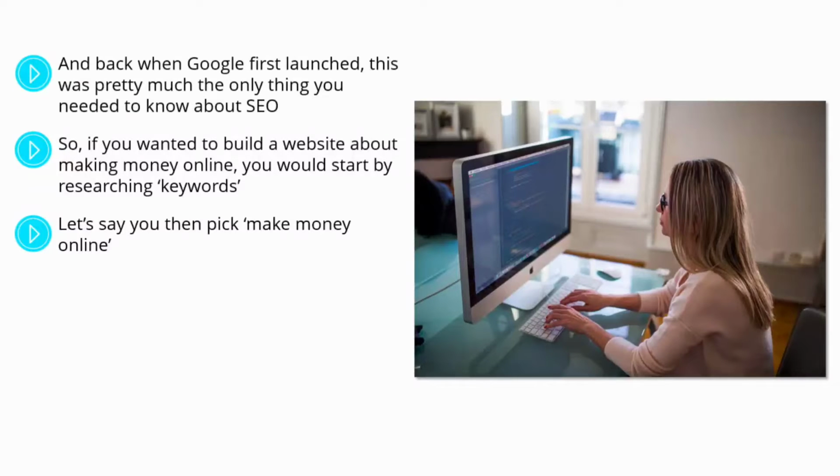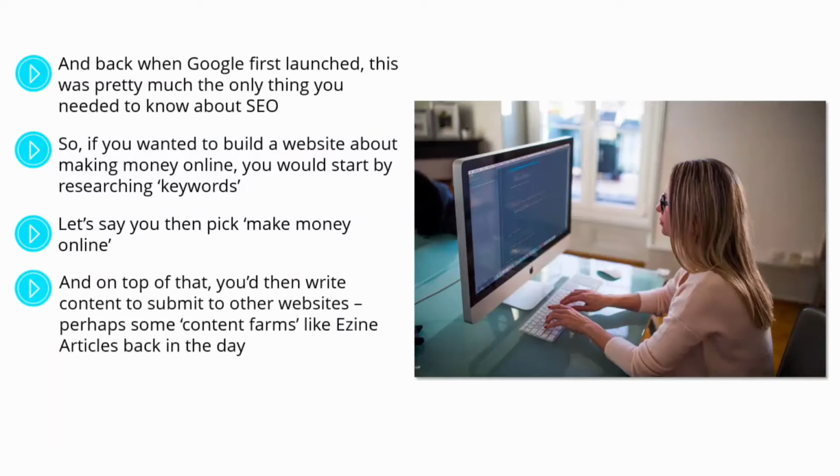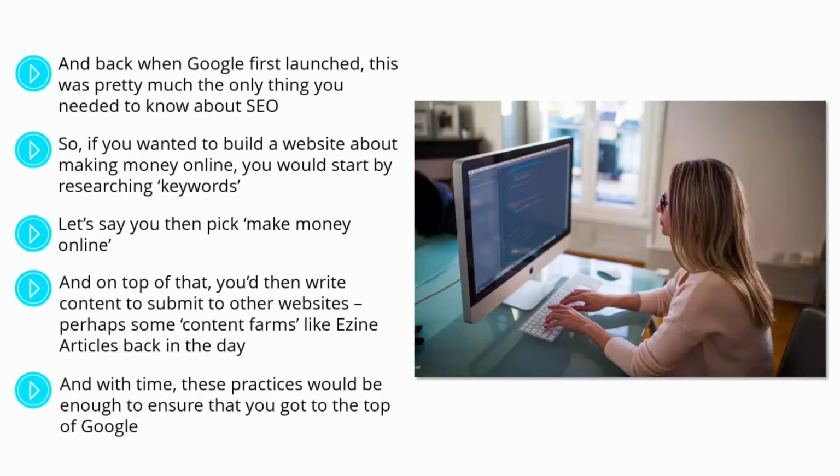From there, you then start adding new articles to your website, each containing the phrase "make money online" a few times per paragraph. And on top of that, you then write content to submit to other websites, perhaps some content farms like eZine Articles back in the day. Content farms are sites that let anyone add new content to their pages. This means that you could write 100 articles a month on how to make money online and ensure that each one included a link back to your website, using the anchor text "make money online." And with time, these practices would be enough to ensure that you got to the top of Google.